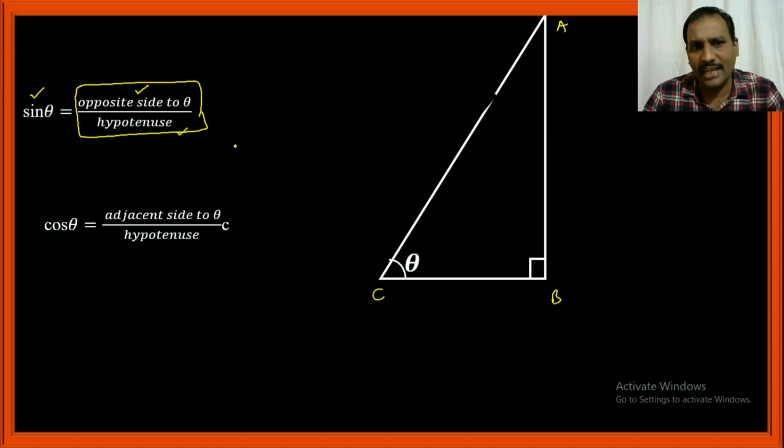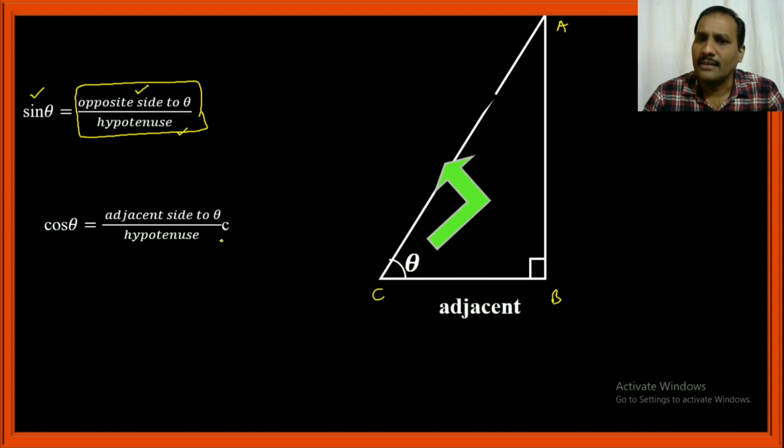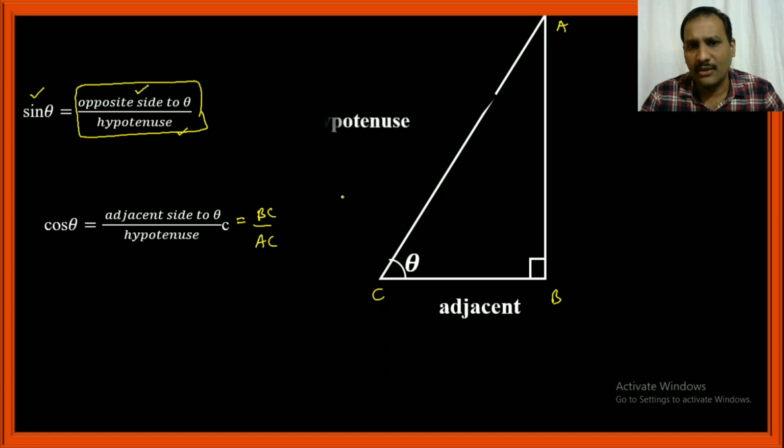Now let us take the other trigonometric ratio, that is cos theta, defined as the adjacent side to theta by hypotenuse. What is the adjacent side to theta? Yes, that is BC by AC. You can write it like this, BC by AC. No problem in that.